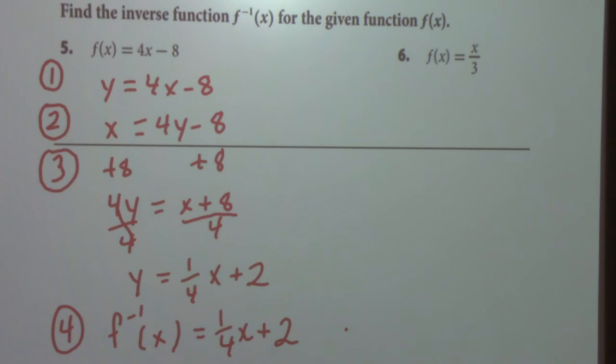Now, for this last one, on step 4, and correct me if I'm wrong, you should get f negative 1 of x equals what? 3x. Okay? And anybody have trouble understanding the steps to get there? Want me to write them really fast? I'll write them really fast, okay?